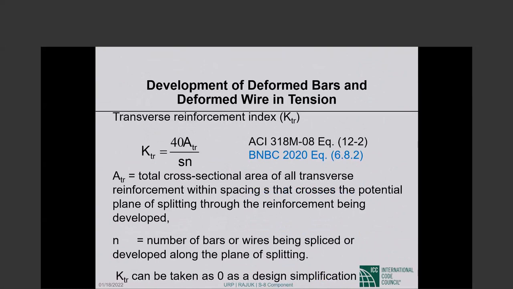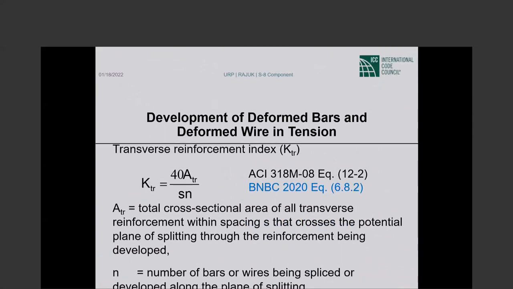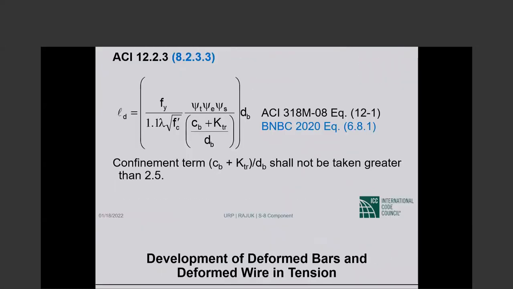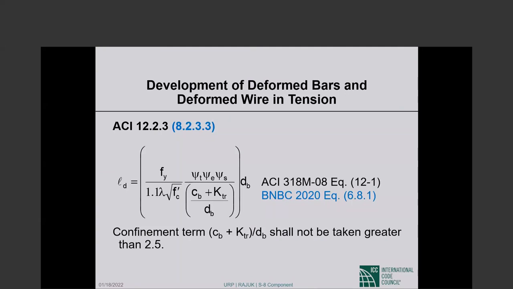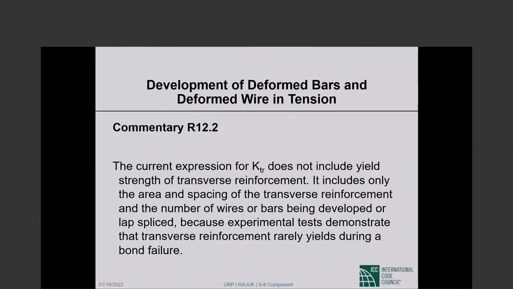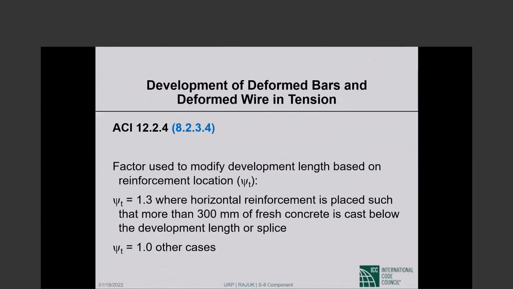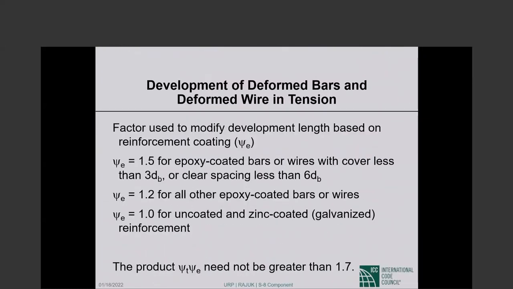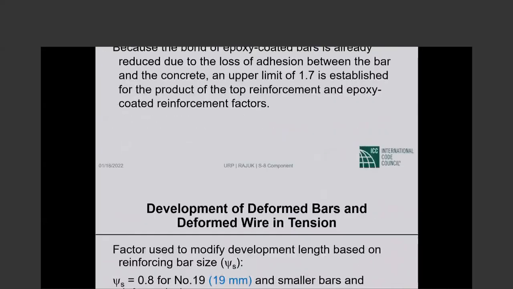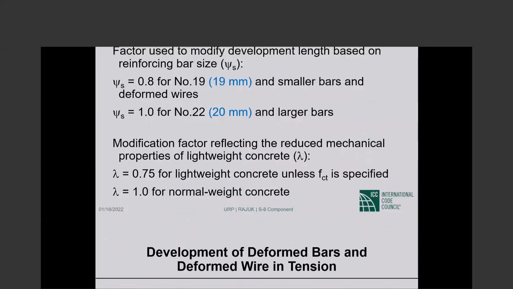The K sub tr, but remember, c sub b plus K sub tr, divided by d sub b. One second. I think I may have forgotten the c sub b.